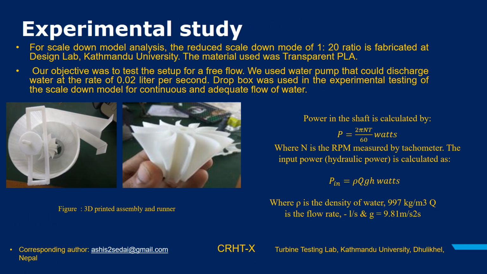After the computational study and its comparison, we did an experimental study on the scale-down model. For that, we fabricated our scale-down model in the design lab at Kathmandu University, and the material we used was transparent PLA. We made an experimental setup with a water pump that could discharge at the rate of 0.02 liter per second. The equation on the right side shows how we calculate the power in the shaft. We calculate the RPM with the help of a tachometer.